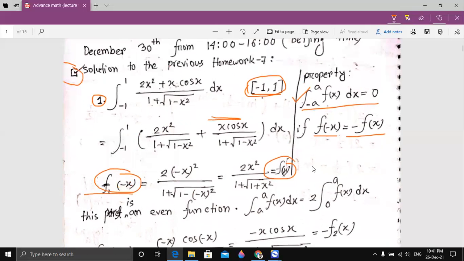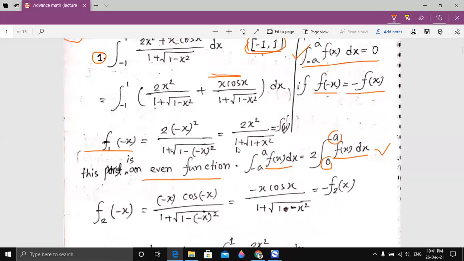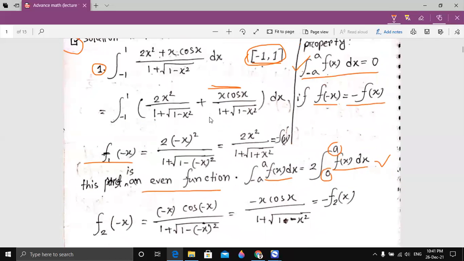So now we will use this formula: if it is an even function, then the integration of minus a to a of f of x dx will be 2 times the integration of 0 to a of f of x dx. Okay, this is the formula for an even function. So now you can just calculate the next part, this part.